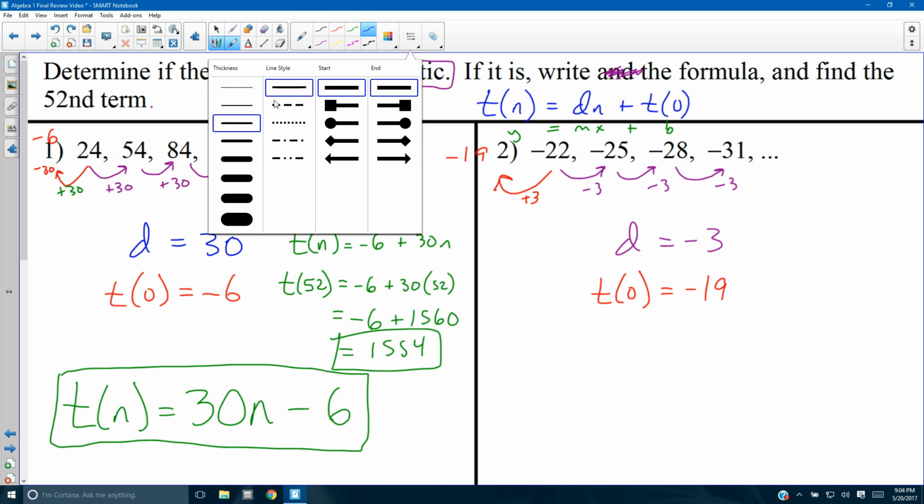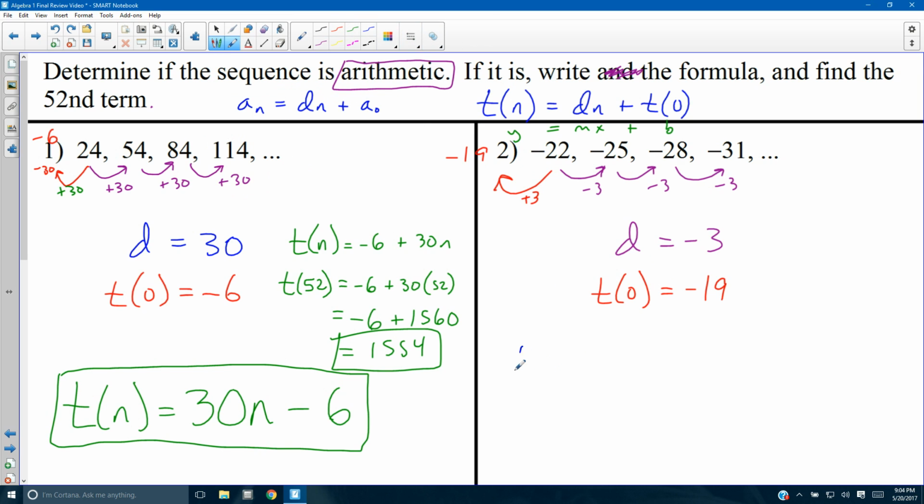In order to find the value of a very specific term number n, I will start from the number negative 19, and then I will add negative 3, so subtract 3, n times to make that happen. So your equation is t of n equals negative 3n minus 19. Again, it's like y equals negative 3x minus 19.